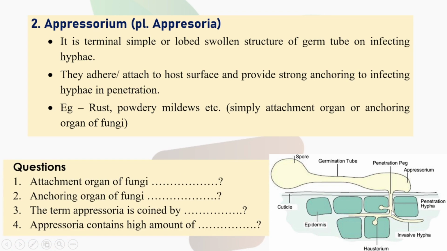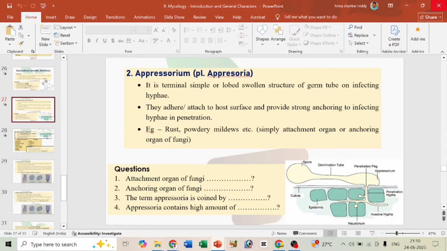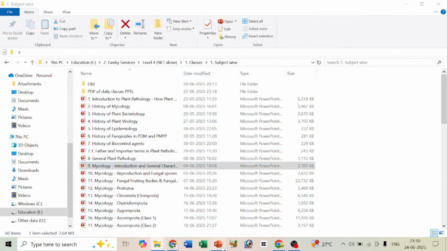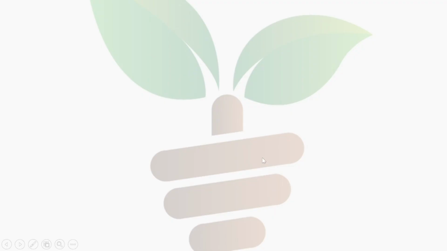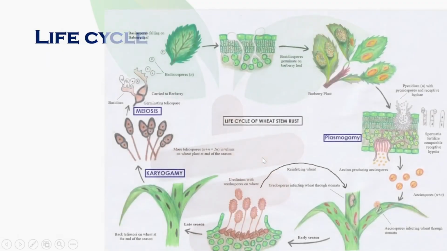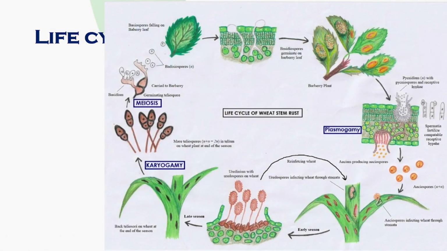From this penetration peg, the same process that we have discussed earlier will happen. The basidiospore will come and land on the leaf, produce a germination tube, and from this germination tube the appressorium is produced. From this appressorium, haustoria will penetrate inside and start to draw the nutrients. So the procedure is the same, nothing different. Then the pycnium on the upper side produces pycniospores, and on the lower side aeciospores are produced. This is how the process will happen, the same as we discussed in the beginning.